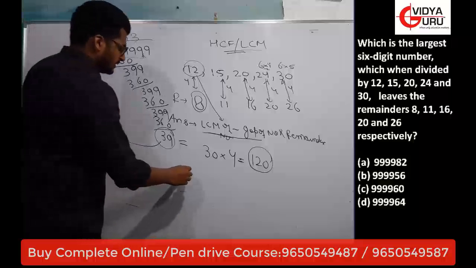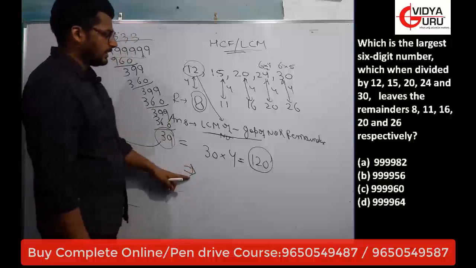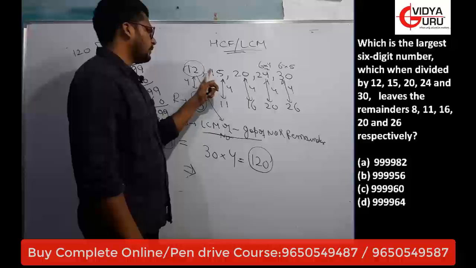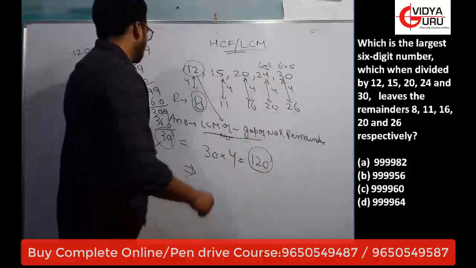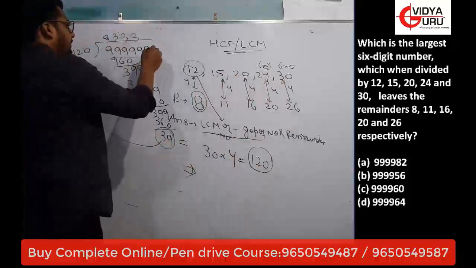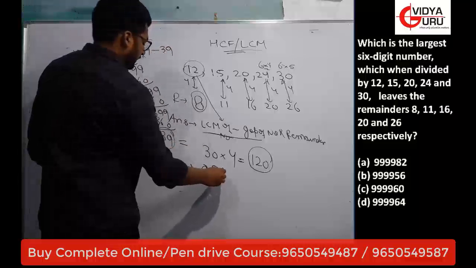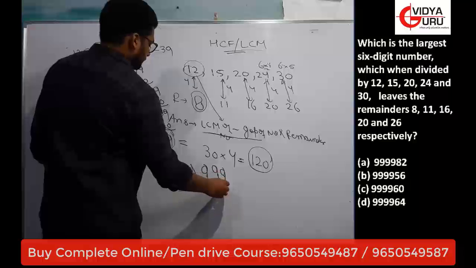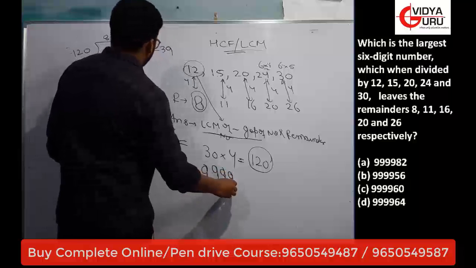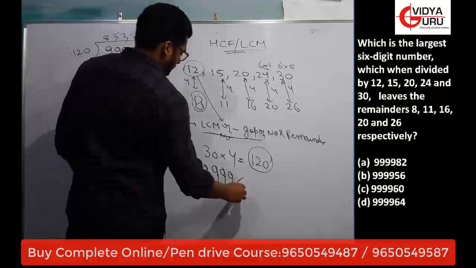So which is the largest 6 digit number which is completely divisible by 120, or 12, 15, 20, 24 and 30? 999999 minus 39. So what will be the number? 999960.